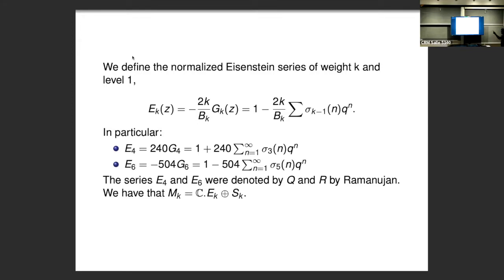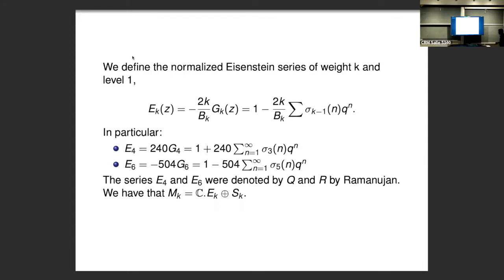Then these particular things, E4 and E6, of weight 4 and 6, play a role in the theory of modular forms of level 1. And these also played a role in Ramanujan's paper, and they were called by him Q and R, right? And the space of modular forms decomposes as the line spanned by the Eisenstein series, and the complementary subspace given by the space of cusp forms, right? So that's kind of the structure of this space of complex analytic functions.